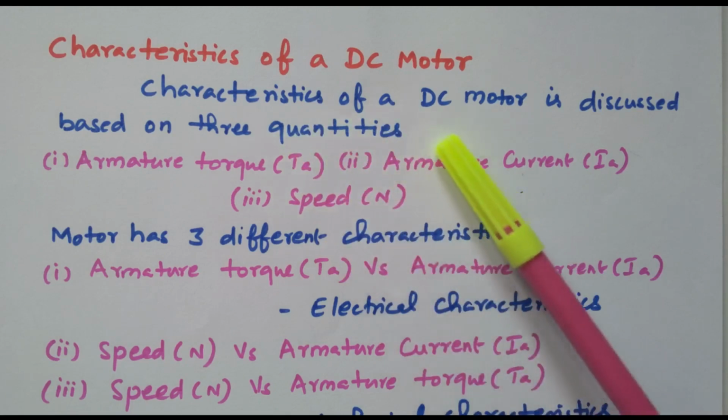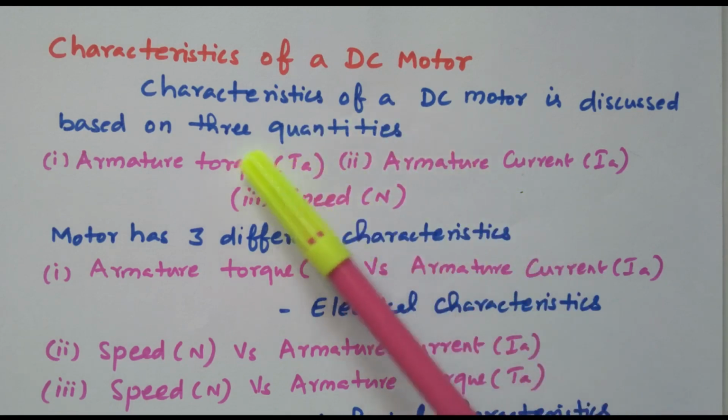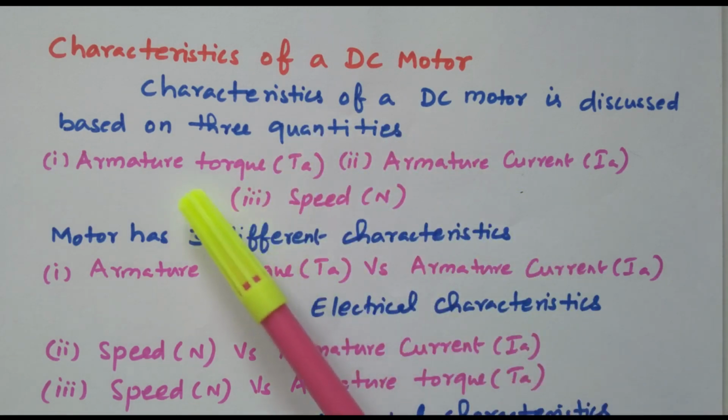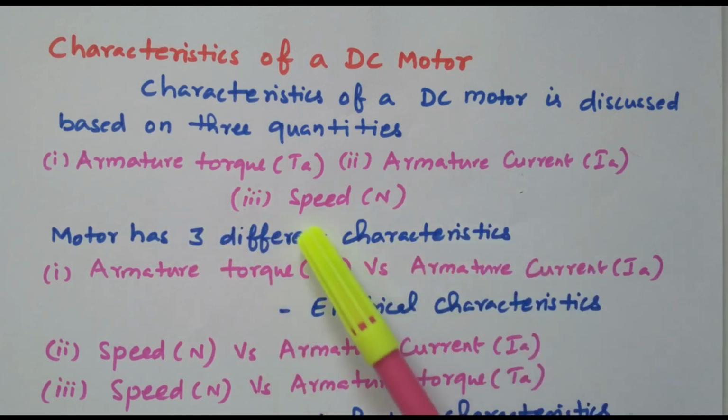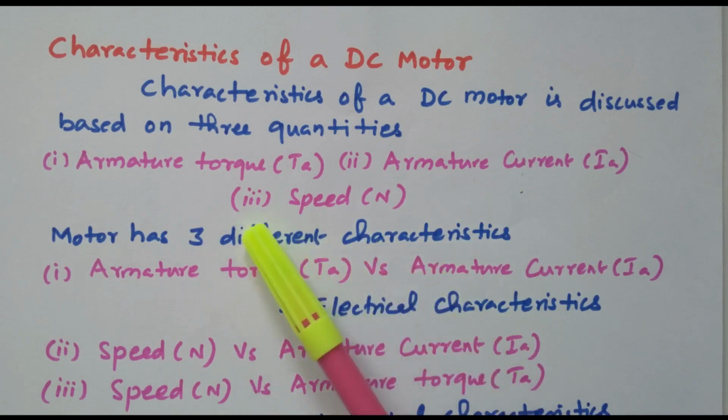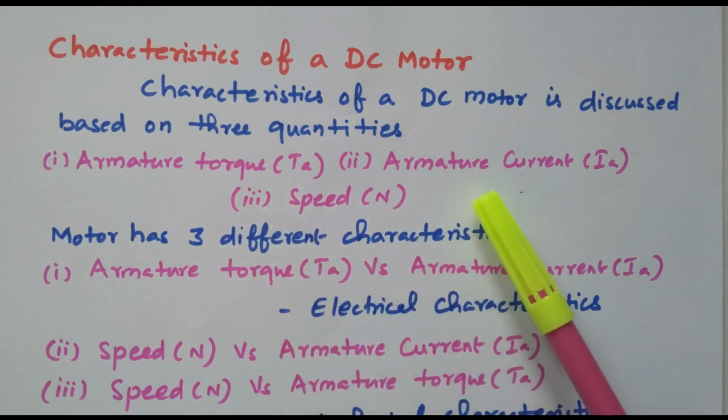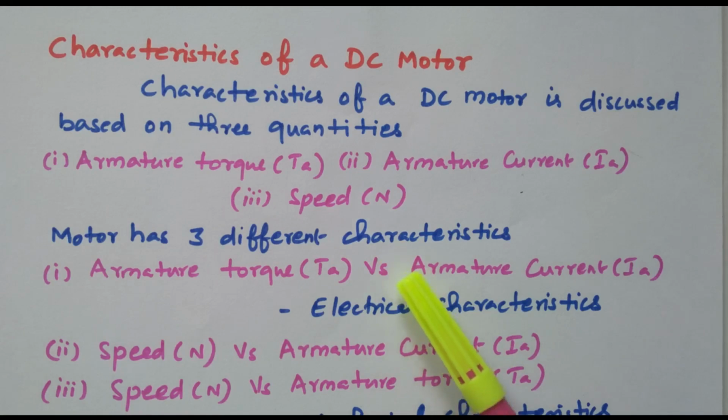The characteristics of a DC motor are discussed in three different quantities. The first one is armature torque, the second one is armature current, and the third one is speed. Based on these three parameters, armature torque, armature current and speed, we can categorize three different characteristics.